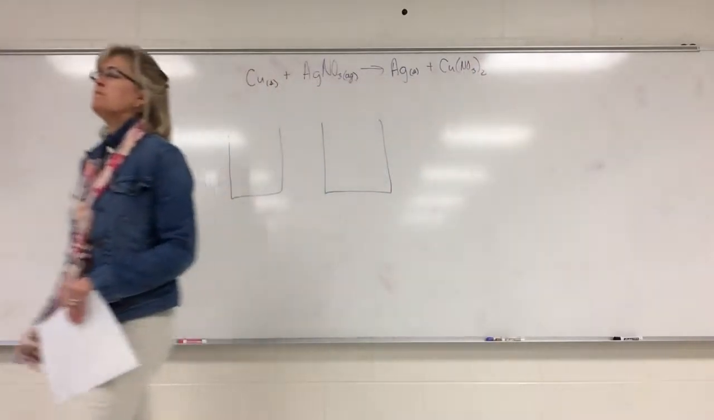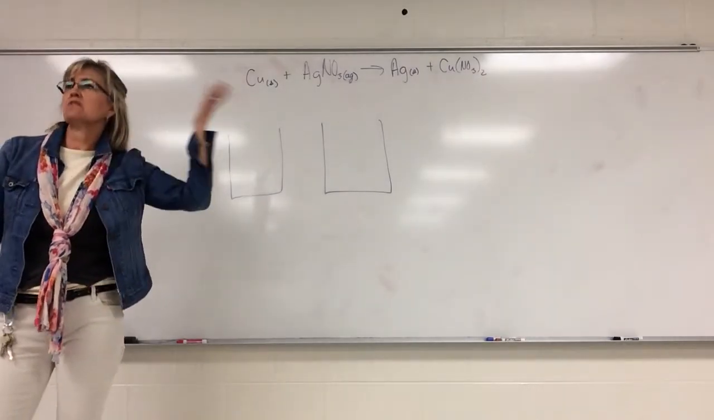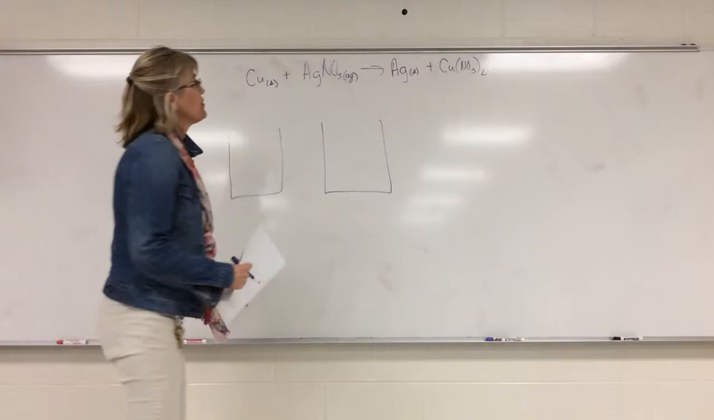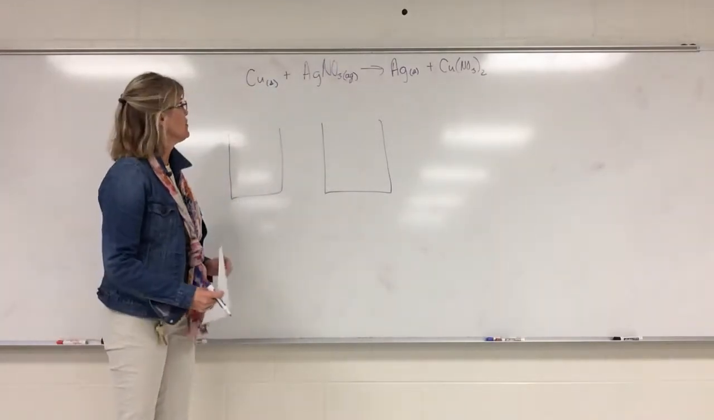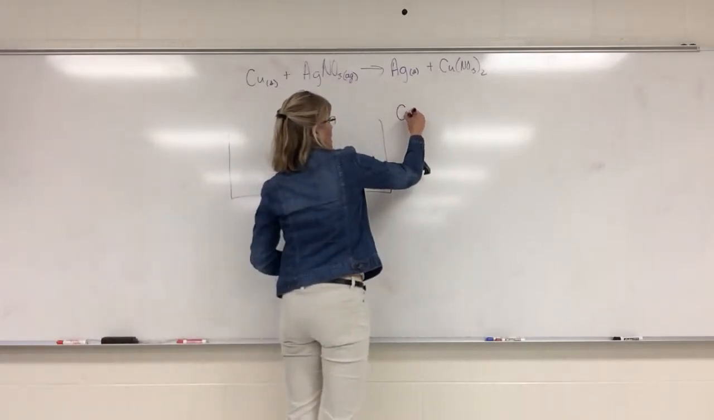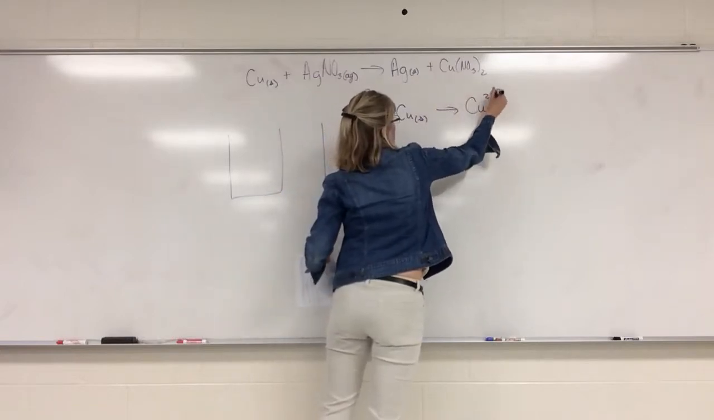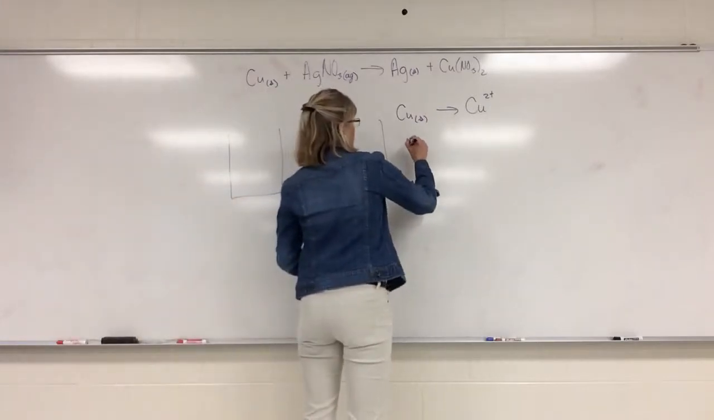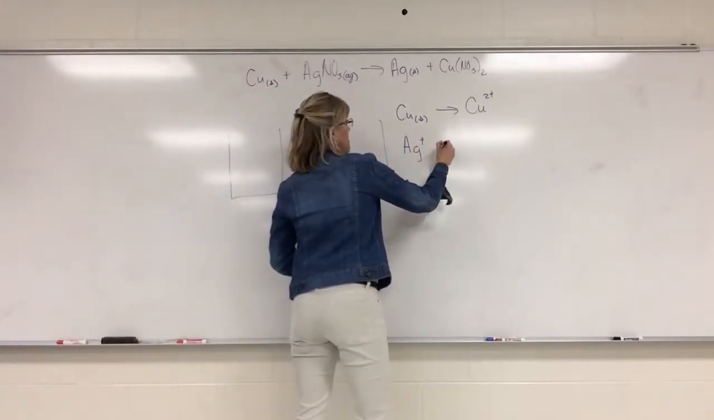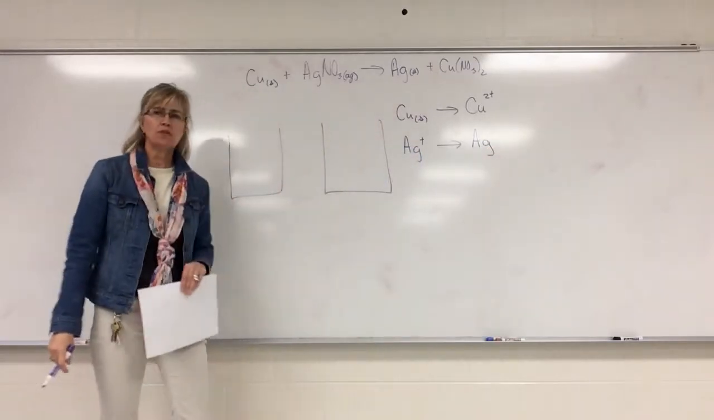All right? So the first thing that you have to do, and balancing isn't really important in this because you're just trying to see what's oxidized and what's reduced, is pull out those half reactions. So you can see one half reaction is the copper solid going to copper 2+. And the other half reaction is the silver plus going to silver. All right, so those are my two half reactions.